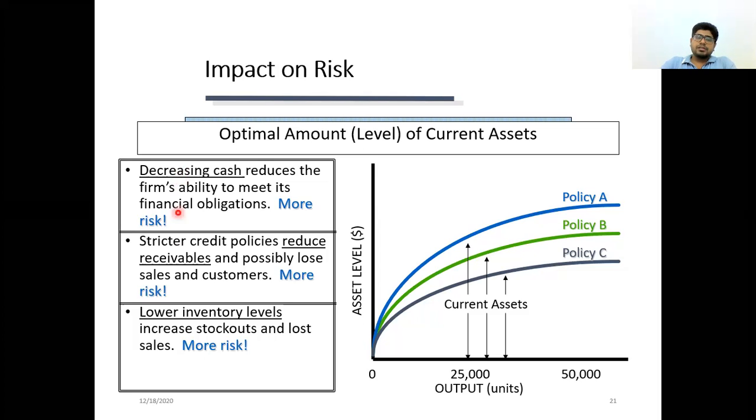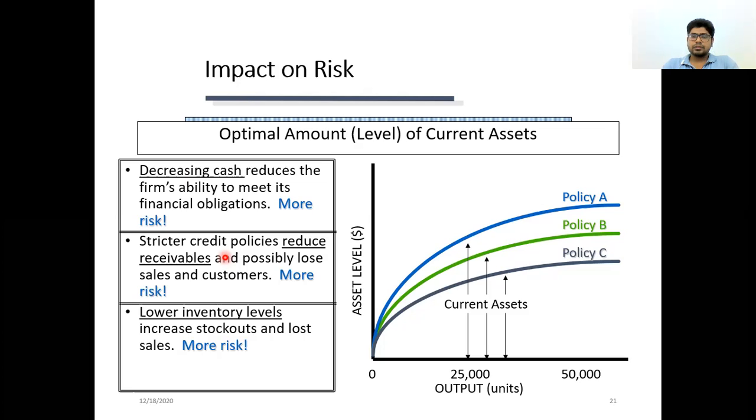And see here, strict credit policies reduce receivables and possibly lose sales and customers. More risk. So we are not allowing more days to our customers to settle their money. For example, we are not allowing any business on a credit basis, only cash business. What will happen? There are a lot of competitors out there in the market, and our customers will switch to our competitors. They are giving more flexibility to settle their money.